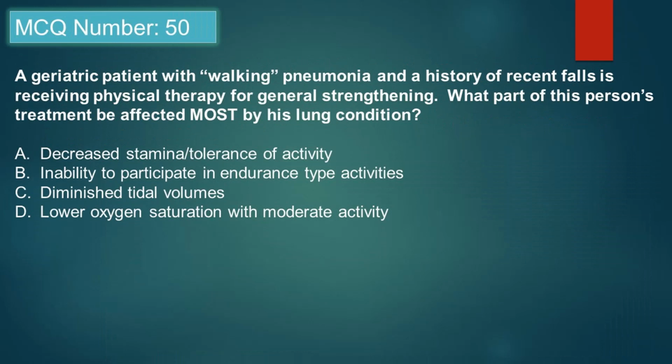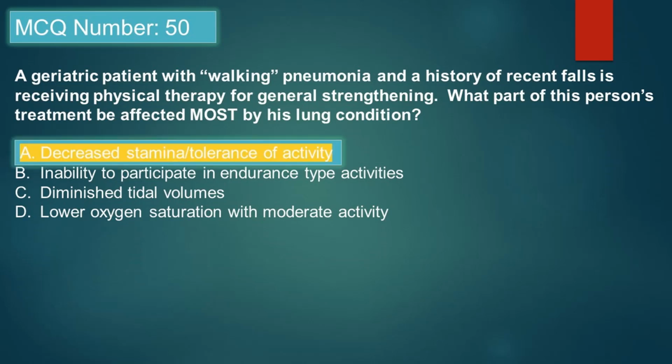Moving toward the last scenario of today's part. A geriatric patient with walking pneumonia and a history of recent fall is receiving physical therapy for general strengthening. Which part of the person's treatment will be affected most by this lung condition? Option A, decreased stamina and tolerance of activity. Option B, inability to participate in endurance type activities. Option C, diminished tidal volume. And option D, lower oxygen saturation with moderate activity. And the correct answer is option A, decreased stamina and tolerance of activity.